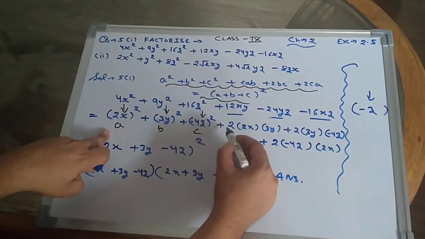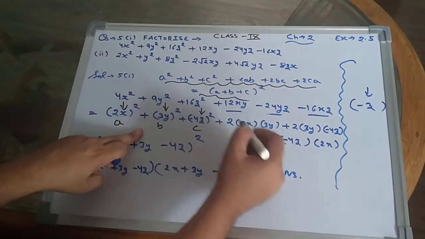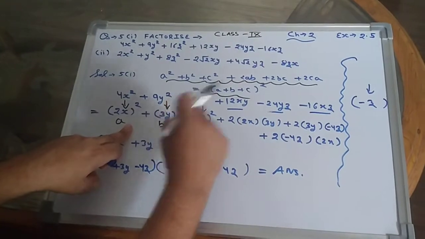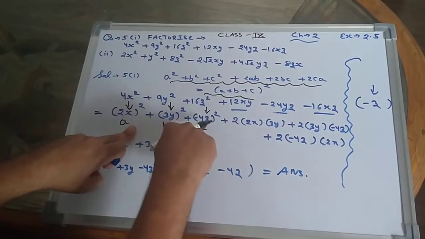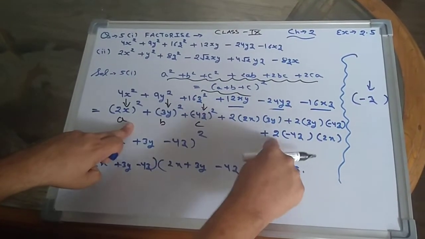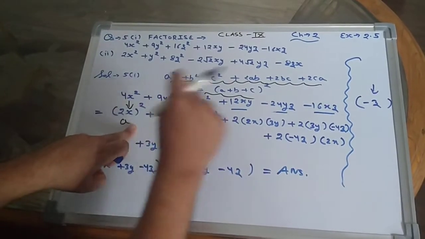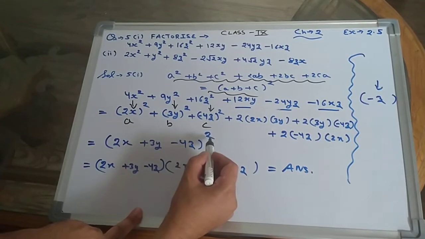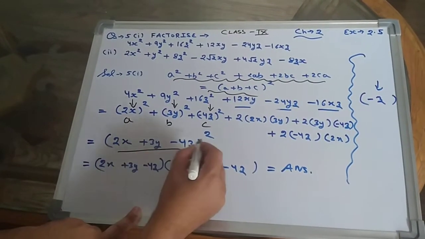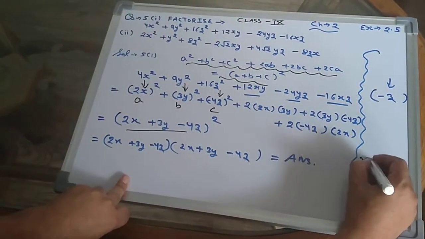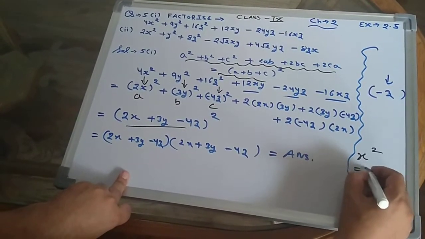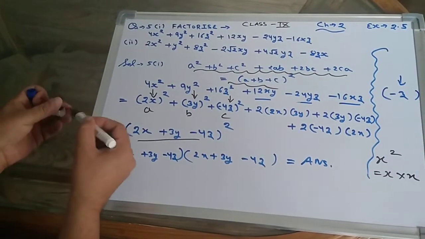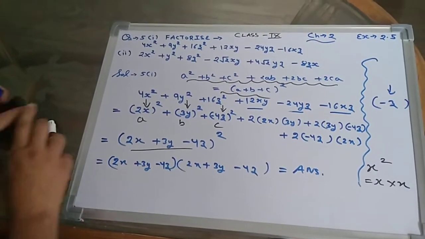Now write it in the form a square plus b square plus c square plus 2ab, 2bc, and 2ca. Then it becomes the formula (a plus b plus c) whole square. Now I can break it. When you have a whole square, for example x square, you can easily write it as x into x. These are your factors. So I can explain you the other part.